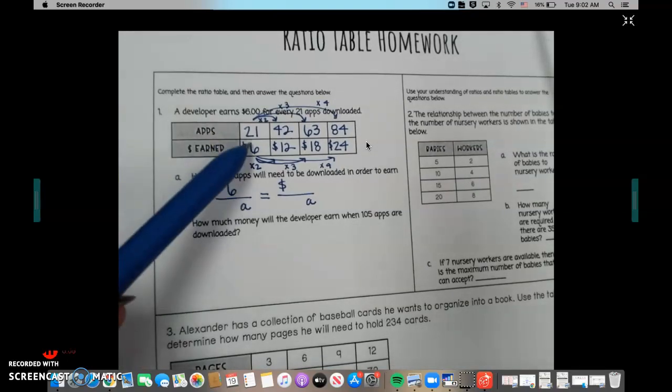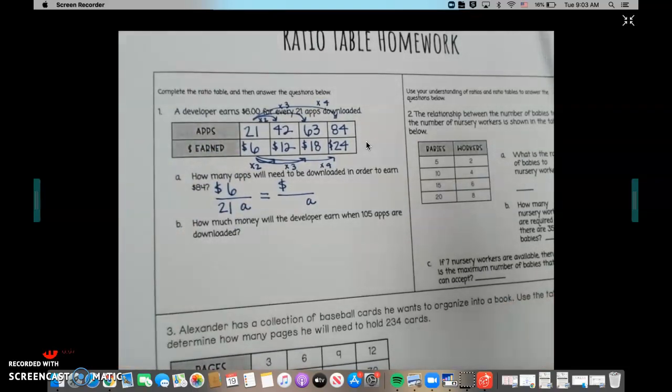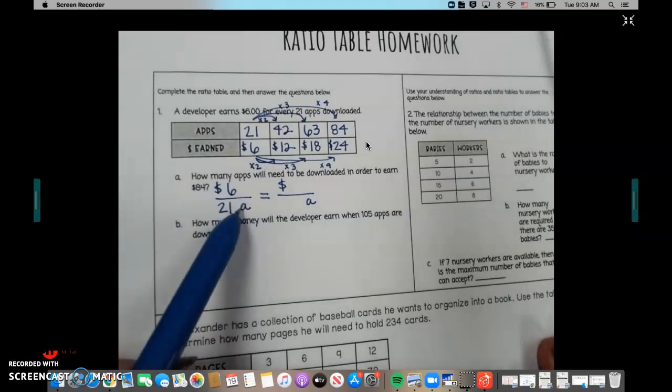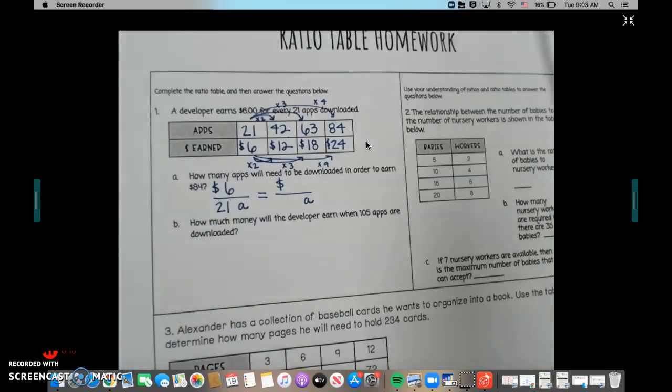Okay. Looking at my first ratio, what was the number of apps to $6? 21. So let's go ahead and put a 21 there. So my left side is just the first ratio that was in my chart. Those match right there.